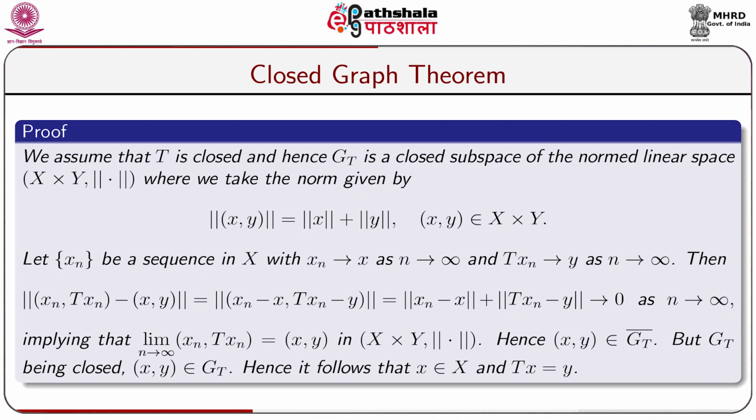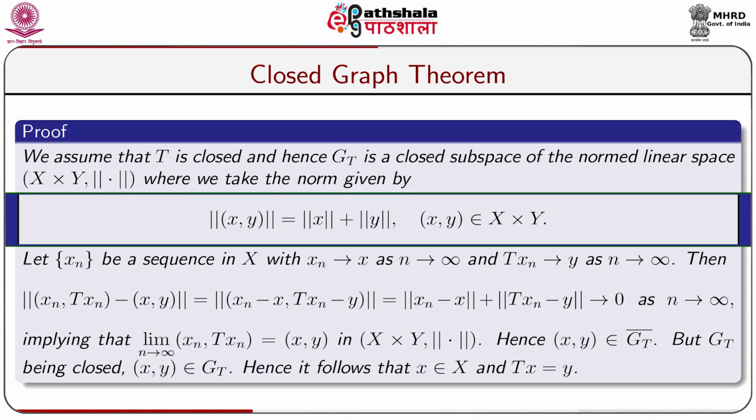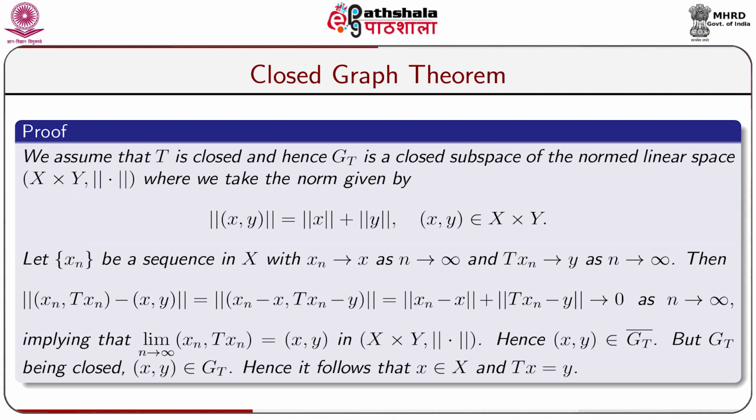Now we are going to prove this theorem. We assume that T is closed and hence G_T is a closed subspace of the normed linear space X cross Y, where we take the norm given by the norm of the pair (x, y) is equal to norm x plus norm y, where the pair (x, y) is taken from X cross Y. Let x_n be a sequence in capital X such that x_n goes to x as n tends to infinity and Tx_n goes to y as n tends to infinity.